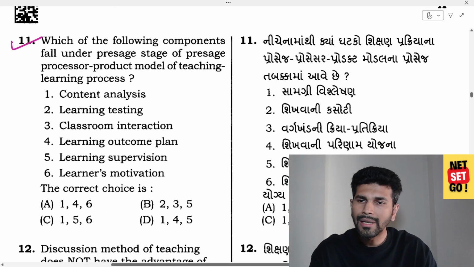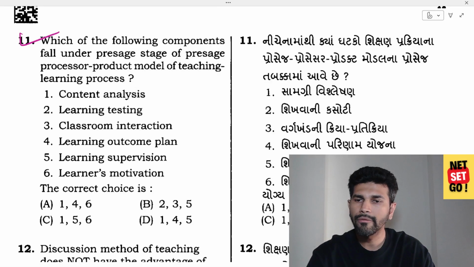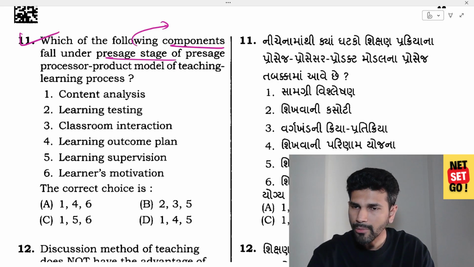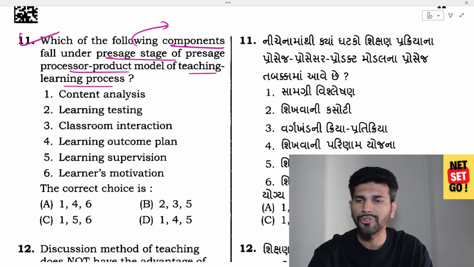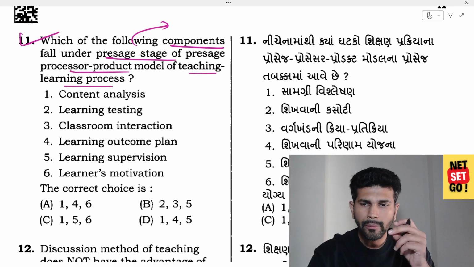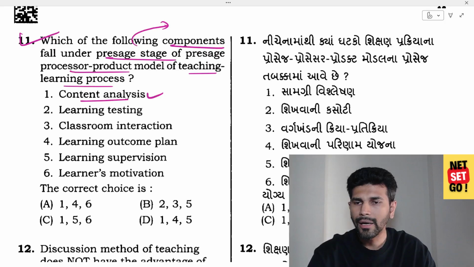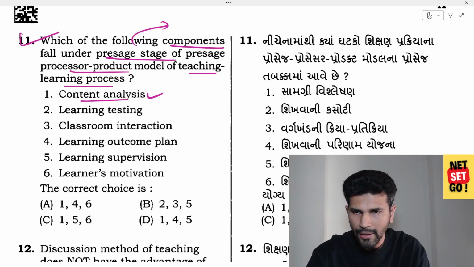Now question number 11 to 15 belongs to teaching aptitude. So question number 11, which of the following components fall under the pre-stage? Pre-stage means before teaching or planning stage of the presage, process, product model of teaching learning process. So the stage before the teaching learning process starts, which components are covered in it? So in the presage stage, content analysis is covered. Correct. Content development, the planning of what is to be taught.